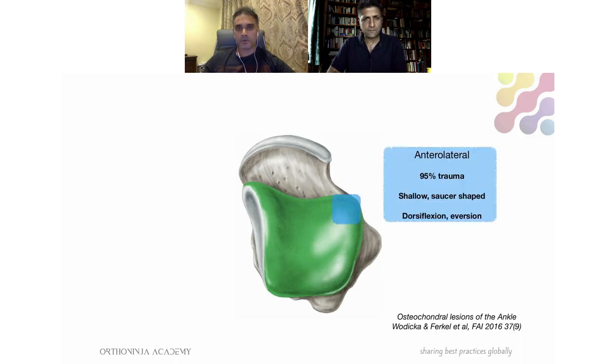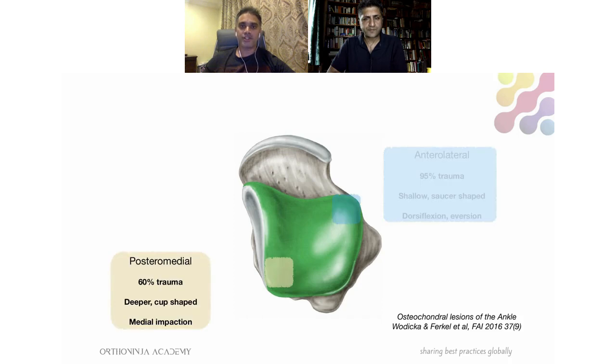Basically, he proved what we all are reasonably aware of. Anterolateral lesions tend to account for the vast majority of acute trauma. They seem to be more shallow, saucer-shaped lesions, but the posteromedial lesions are usually due to ongoing instability and impaction of that medial talar dome into the tibial plafond. And they tend to be much deeper lesions.